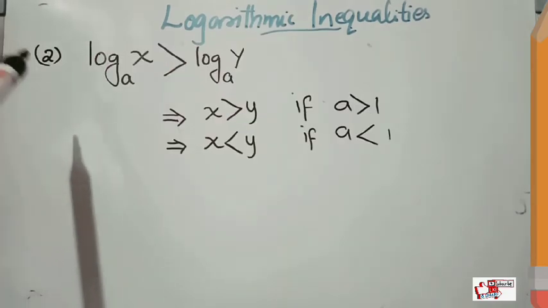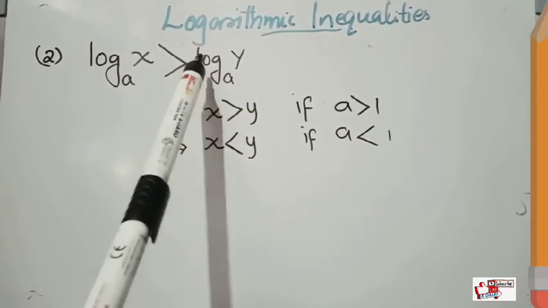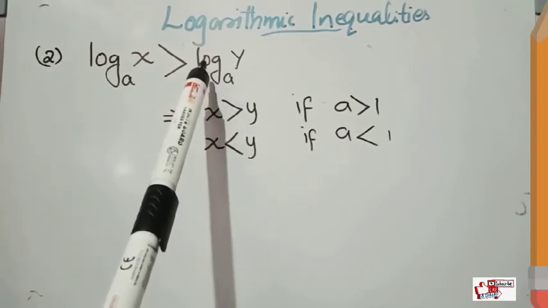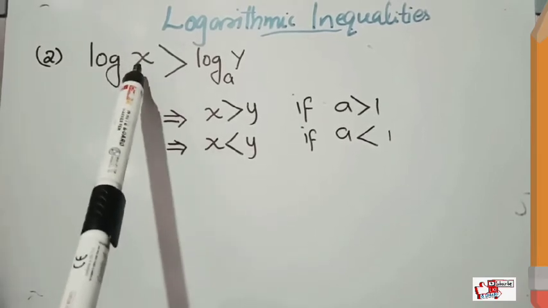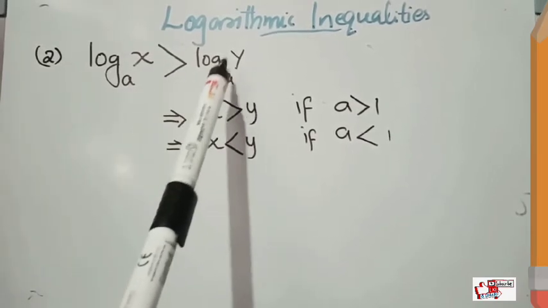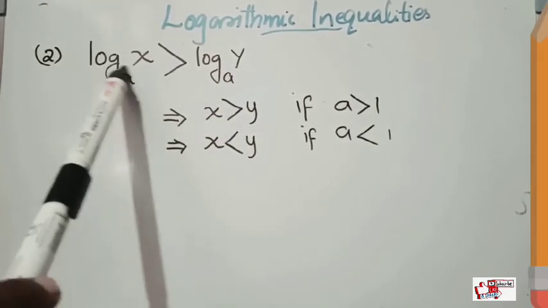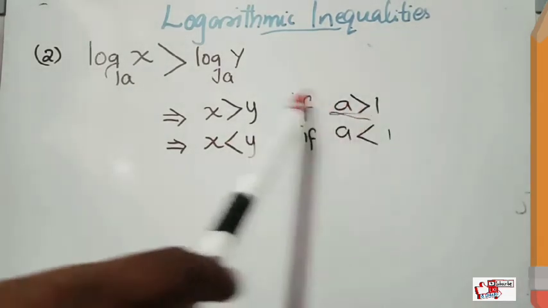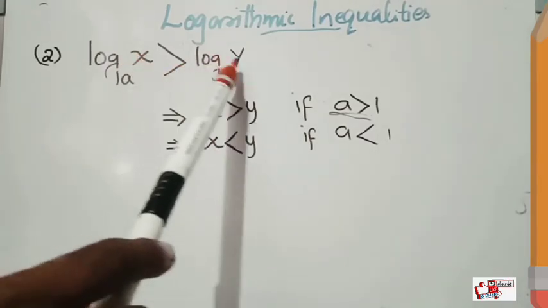Rule number 2 is log x to the base a greater than log y to the base a. See, these rules are applicable for common logarithms and natural logarithms. So log x to the base a greater than log y to the base a gives us two results based on the base. If the base is greater than 1, then we can say directly x is greater than y.